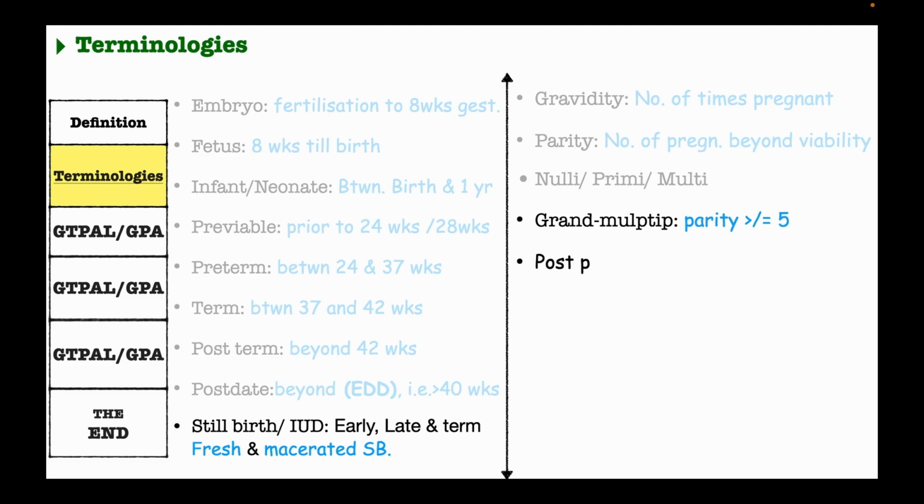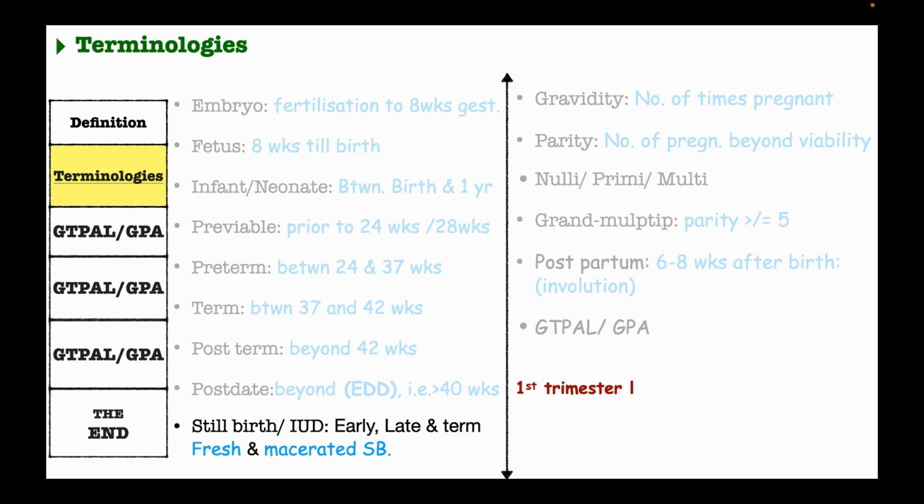Now, other terms we need to know include the postpartum period. And this is the period of 6 to 8 weeks during which the reproductive organs return to their pre-pregnant state, and this is what we refer to as involution. Now, the GTPAL system and the GPA system is the next term that we also need to understand. Now, we shall look at these terminologies, but before that, we need to know that pregnancy is also divided into terms or into trimesters.